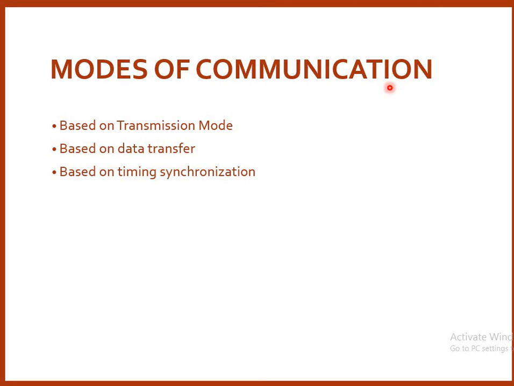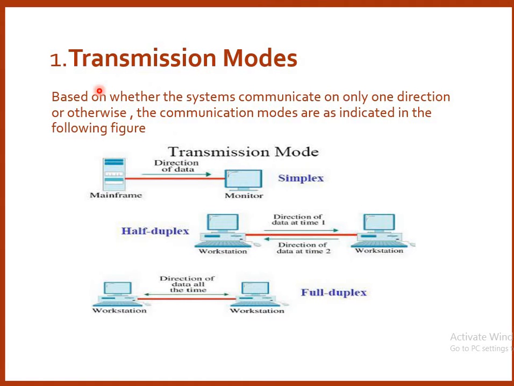Modes of communication are broadly classified into three categories. First classification is based on the transmission mode, the second one is based on the data transfer, and the third one is based on the timing synchronization. So these three are the categories of mode of communication. Let's begin with the first one. First category is the transmission mode.